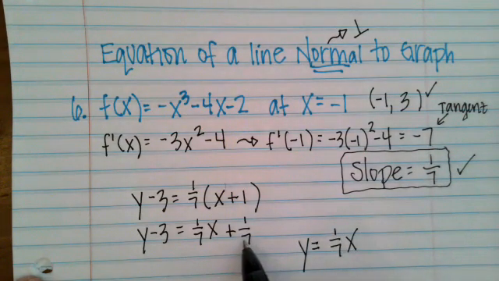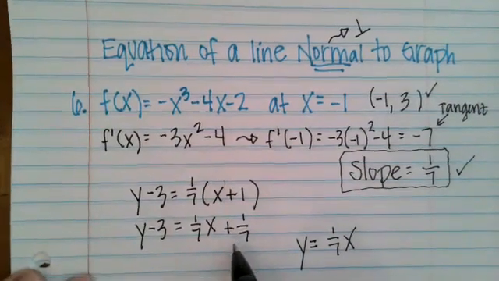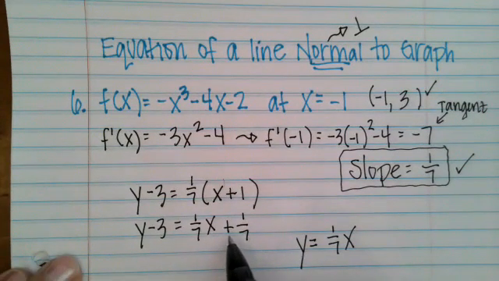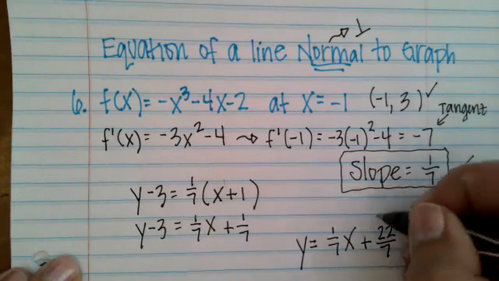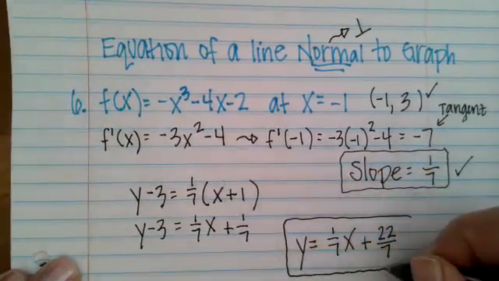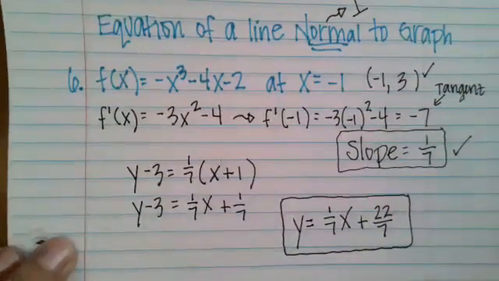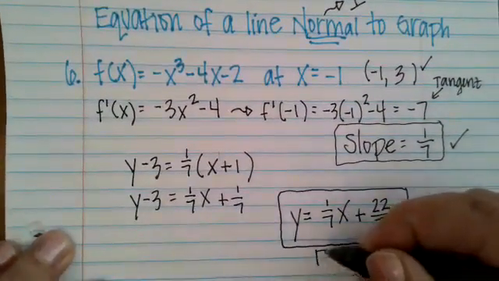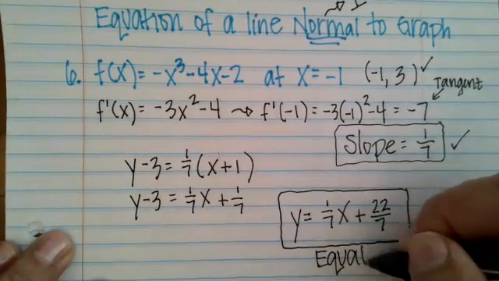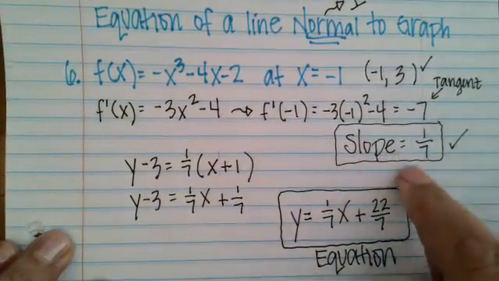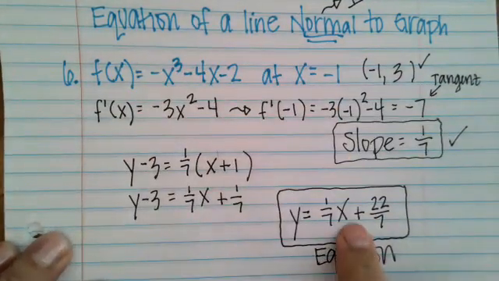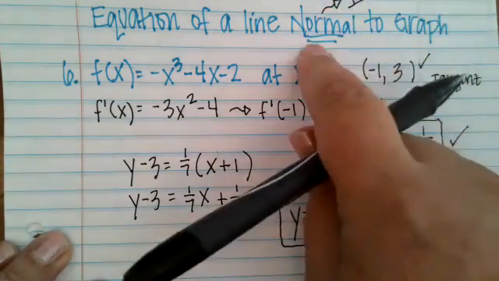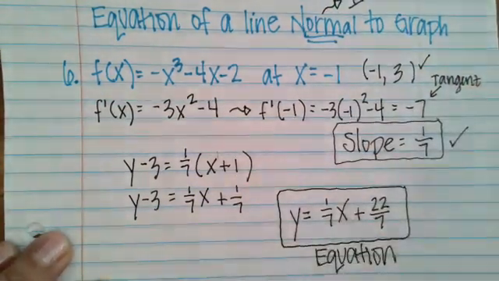When I add 3, it's 3 1/7. But as far as I know, Newton doesn't have a place to put in mixed numbers. So 3 1/7 is the same as 22/7. So for ease of entering it into Newton, I highly suggest you go to improper fractions. Okay, and that's what it's asking for. It's asking for the equation of that normal line. And so this would be the answer on this problem that it would want. The equation of the normal line. Remember, a normal line is like a perpendicular line to the tangent.